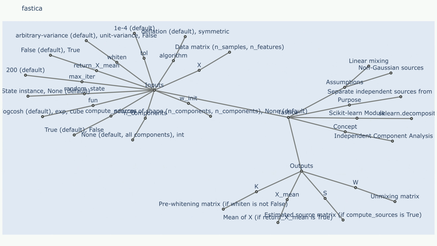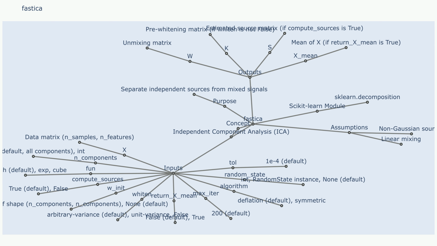Fit FastICA to the data. ica.fit(X_scaled). Get the independent components. components = ica.transform(X_scaled). Get the mixing matrix. mixing_matrix = ica.mixing_. Reconstruct the original data. reconstructed_data = ica.inverse_transform(components).